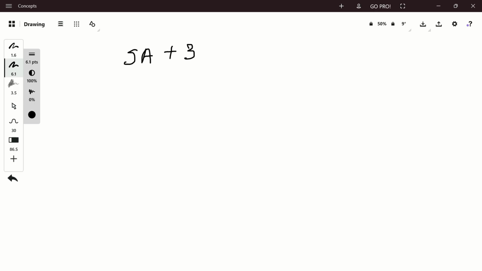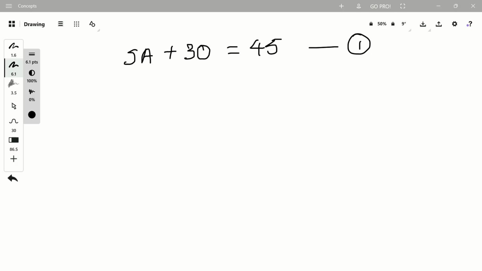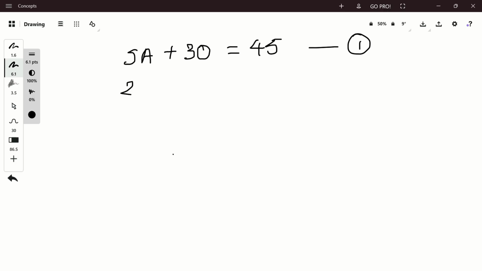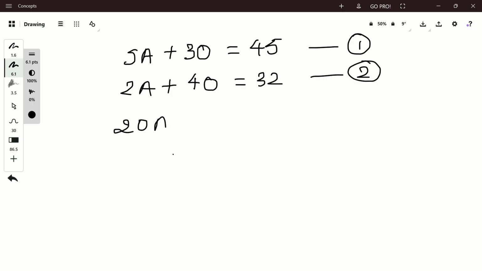Let the cost of an apple be A and the cost of 1 orange be O. So, from the problem description, we have two equations. 5A plus 3O is equal to 45. This is equation 1. And 2A plus 4O is equal to 32. This is equation 2.